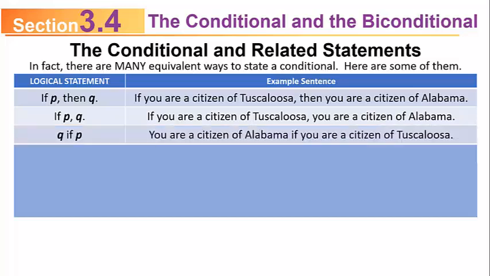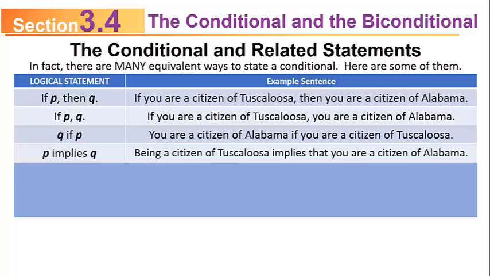Another form, Q if P. We talked about that earlier. You are a citizen of Alabama if you are a citizen of Tuscaloosa. That's equivalent to the original conditional. P implies Q. Being a citizen of Tuscaloosa implies that you are a citizen of Alabama. Again, that's equivalent to the original conditional statement.